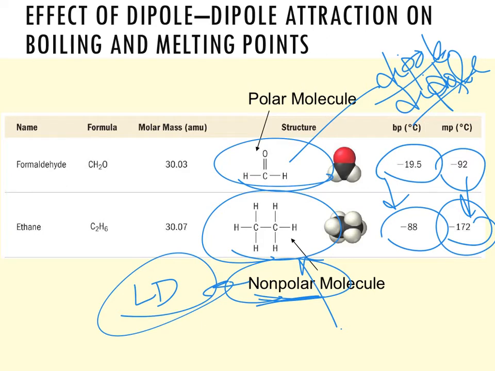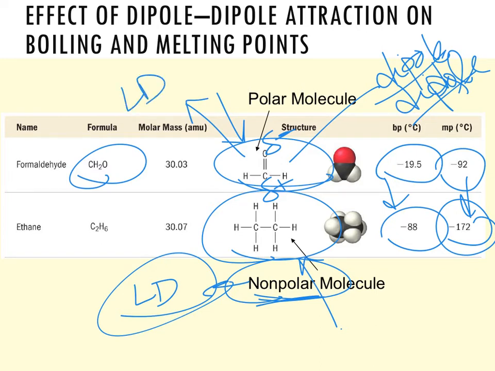Now, I'm going to sound like a broken record, but CH2O, that's actually formaldehyde, is polar. The oxygen is more electronegative than the carbon, so you have permanent dipoles. And so it does have dipole-dipole, but as I said, all molecules also have London dispersion. So to be accurate, formaldehyde has both London dispersion and dipole-dipole intermolecular attractions.